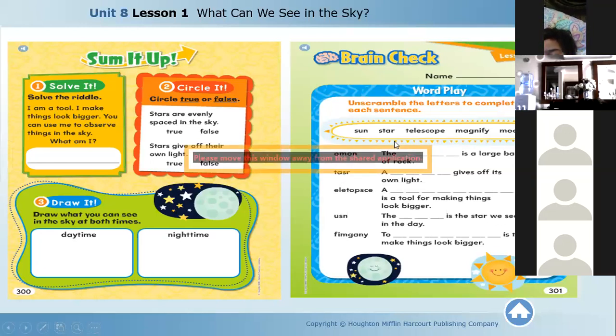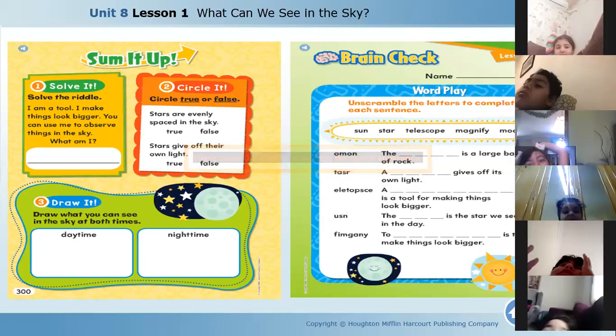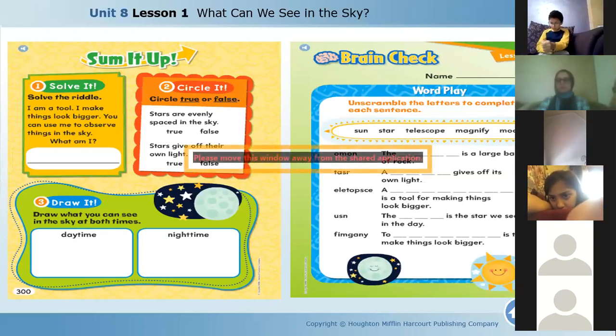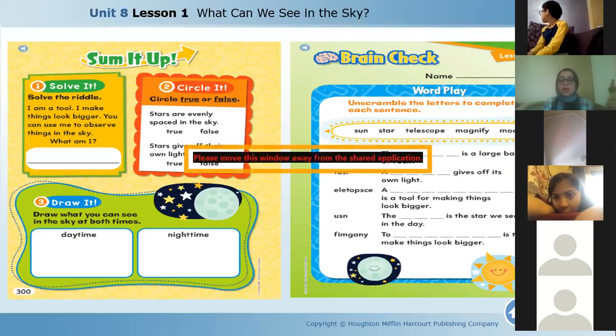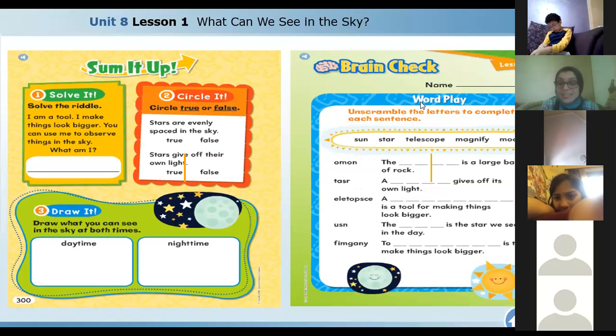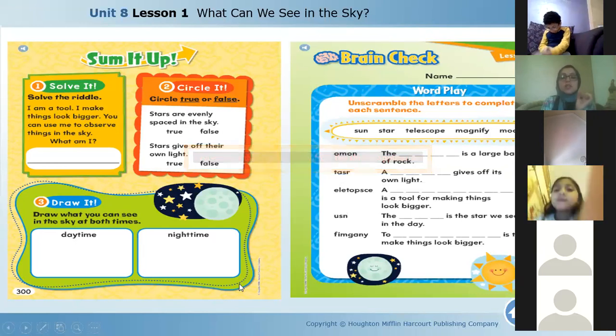Yes, Khadija? I am a tool. I make things bigger. I observe things in the sky. What am I? I am a tool that makes things bigger. I'm used to observe. Microscope, telescope, lens. Telescope. Thank you, Khadija.